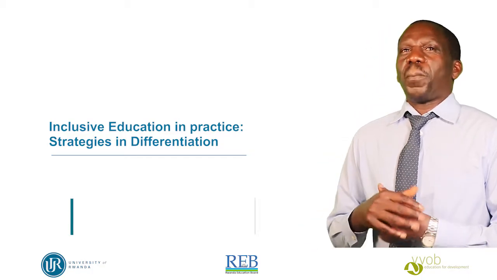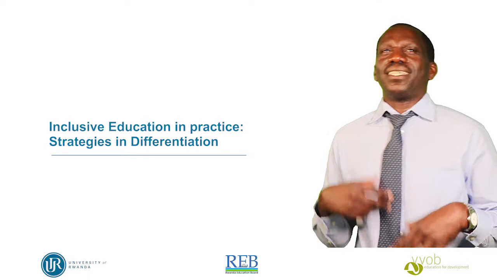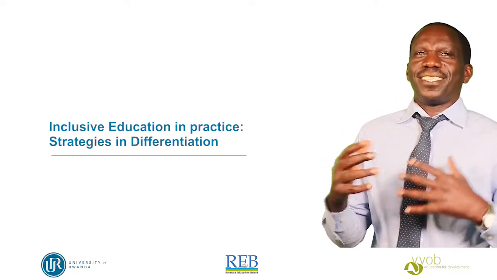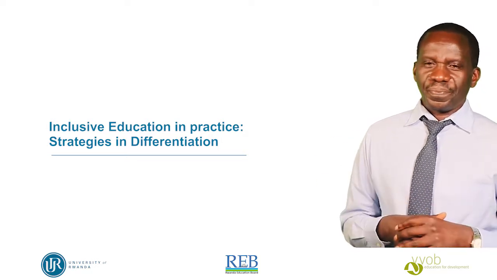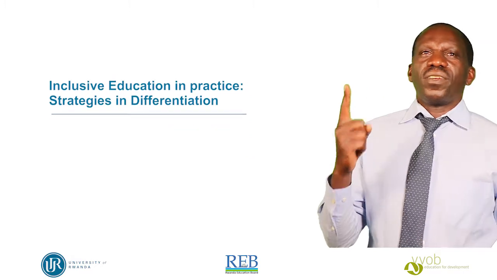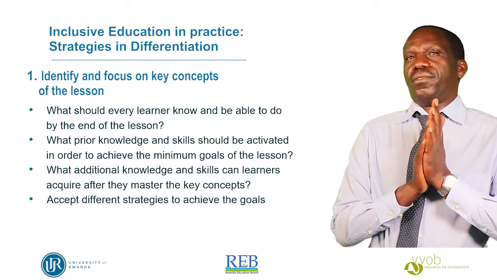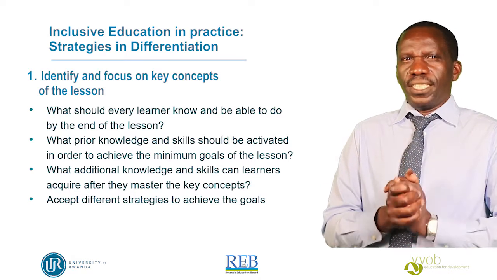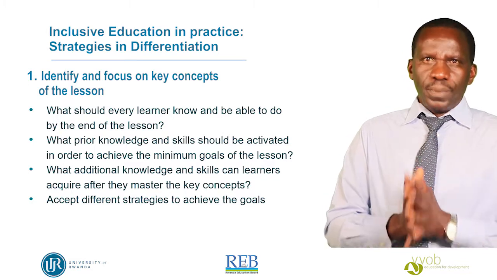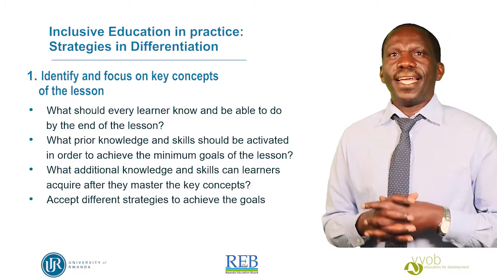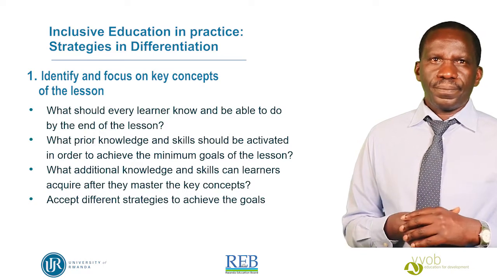In addition to approaches for differentiation in teaching, you may ask yourself, how can I apply differentiation while conducting STEM lessons? Let us explore different strategies that can help you. The first strategy is to identify and focus on key concepts in the lesson. This means for each lesson, you have to determine the key concept that each learner should master at the end of the lesson and accept different strategies by learners to achieve the goal.